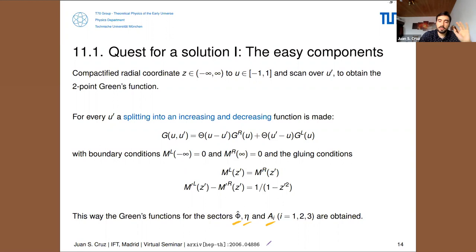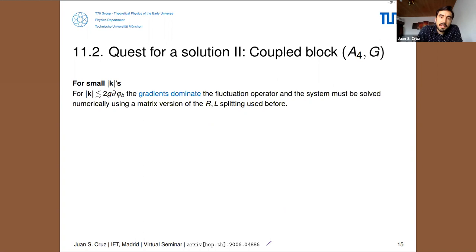Now the complicated part. The complicated part is this 2x2 little block that remains coupled. And for this little block, we have to separate the problem even further. So we will separate it into two. One part is the one that corresponds to small values of the momentum in the tangential direction. So this k here is the momentum going along the wall of the bubble. And if the modulus of this momentum is less than the coupling times the gradients, then it happens to be the case that our previous method also works.